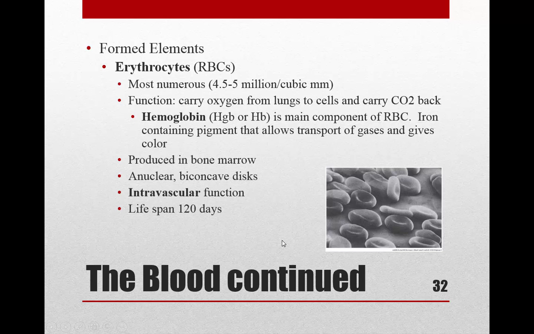The formed elements are made up of red blood cells, which are called erythrocytes. They are the most numerous formed element. They carry oxygen from your lungs and everywhere else. You have hemoglobin, it's the main component of that. Iron contains this pigment that allows the transport of gases, so it's pretty cool, right? It's produced in bone marrow. They have an intravascular function, meaning they don't leave the blood vessel system. They get into the blood vessels and they stay there forever until they die 120 days later.